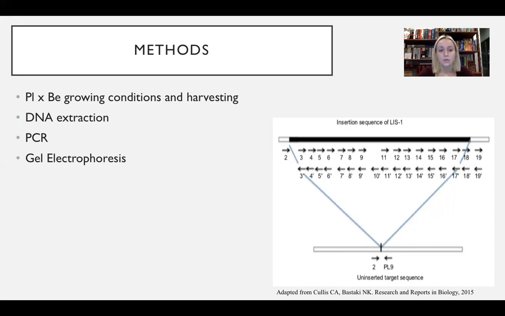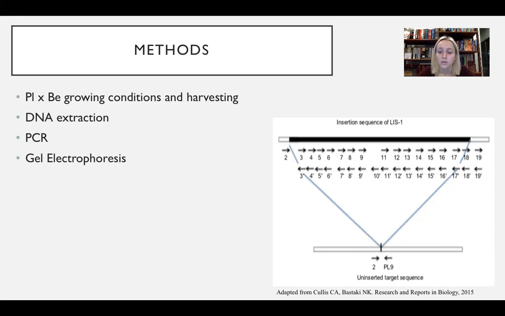Then we collected leaves and meristems from the tops of these plants and extracted DNA from them. We ran PCR on them and then ran them in agarose gels to determine if bands were present. The 5 main primers we used were the 2 and 3 prime, 18A and 19 prime, and the 2 and PL9, which specifically tell us if LIS1 was inserted.